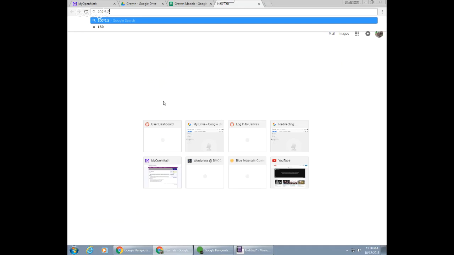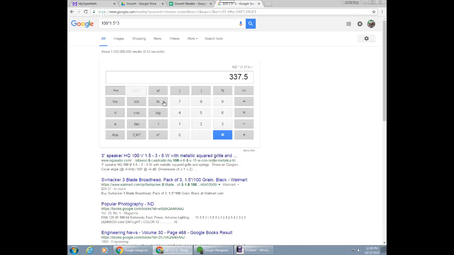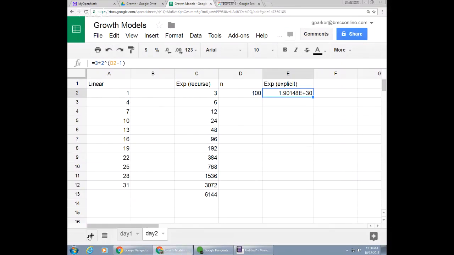How do I get a power again on a keyboard? Caret, which is shift 6. Oh, there it is. And then I say, give me the power 3. Google says, oh, you want 337.5, which we saw before. In this chapter and the next chapter, you're going to get really good at your calculator, or just use a spreadsheet all the time. I could totally do this on the spreadsheet too, in a couple of different ways.